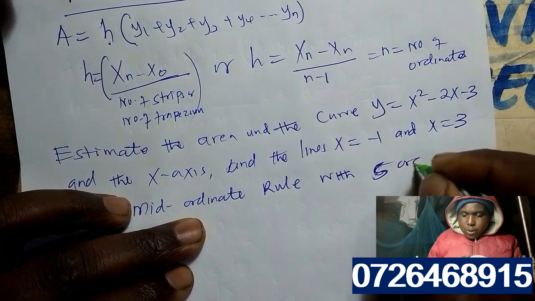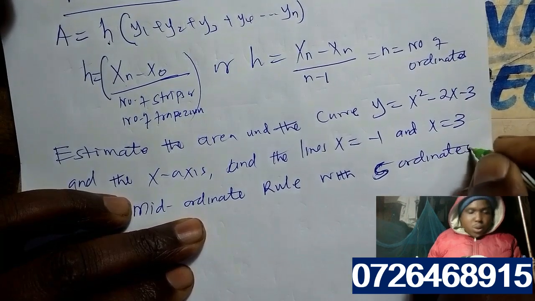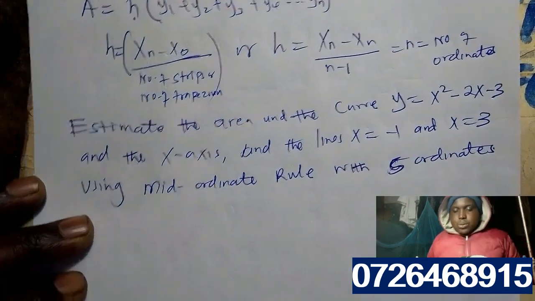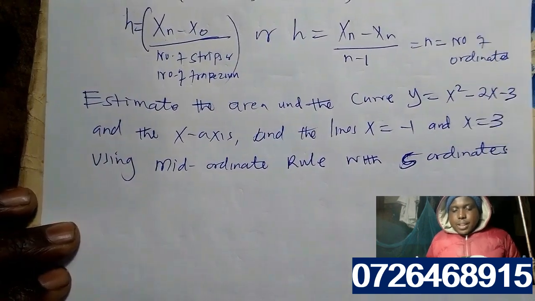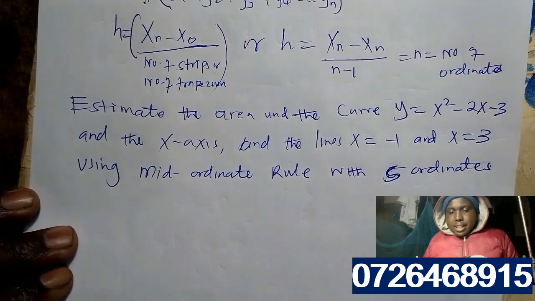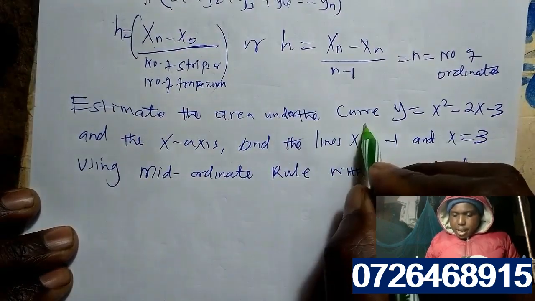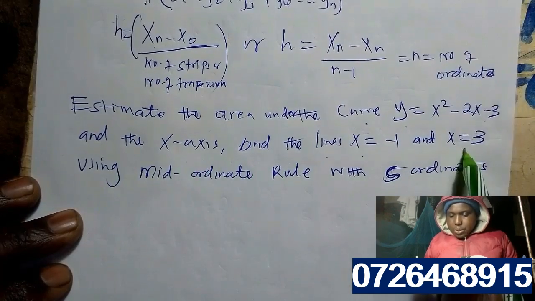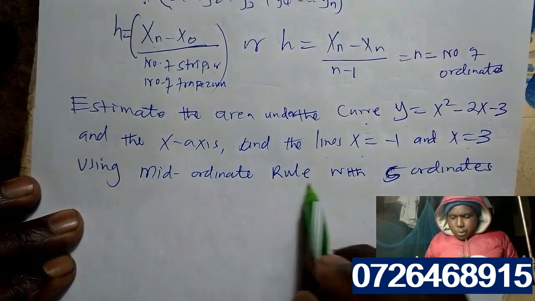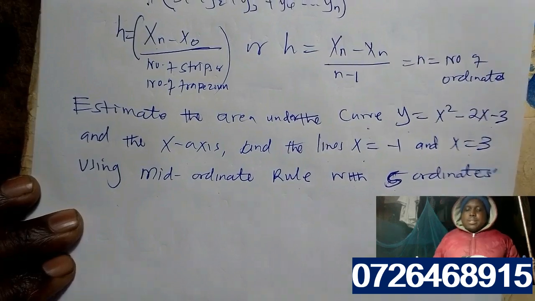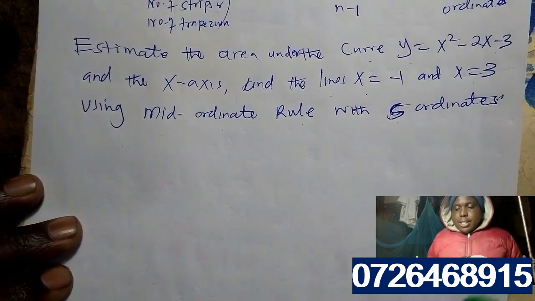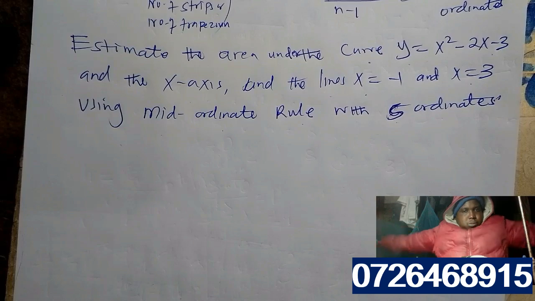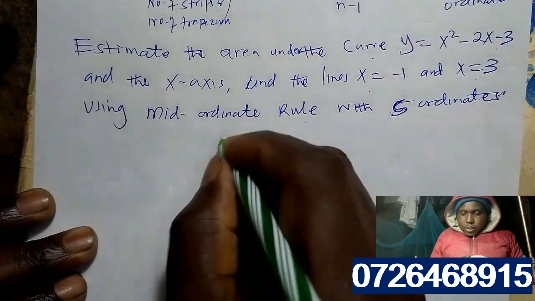With 5 ordinates. Estimate the area under the curve. This is under the curve. Y is equal to this, and the x-axis and the lines, this is equal to that, using mid-ordinate rule with 5 ordinates. Very important. Solution.